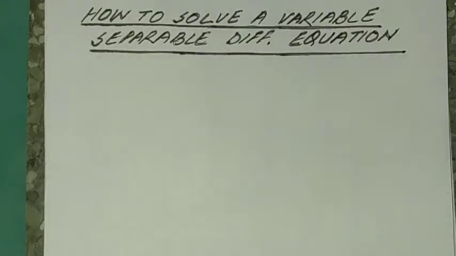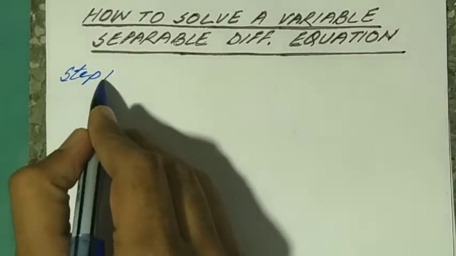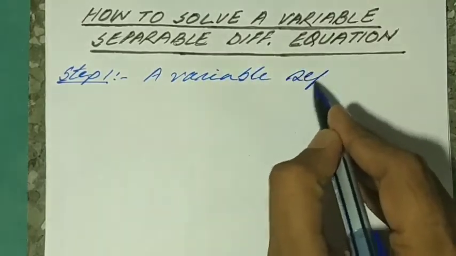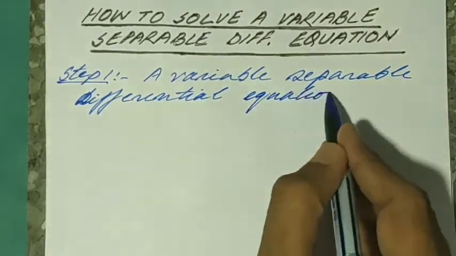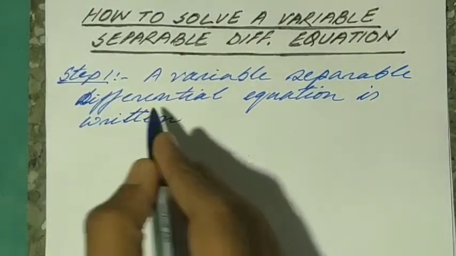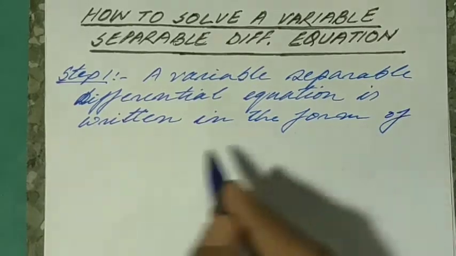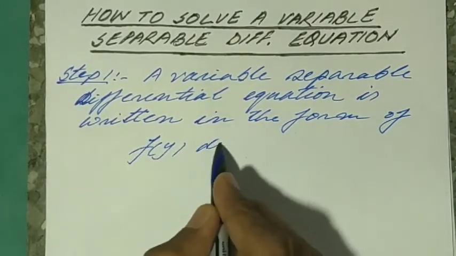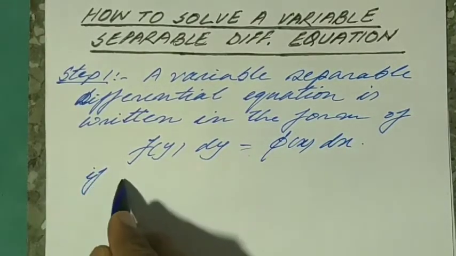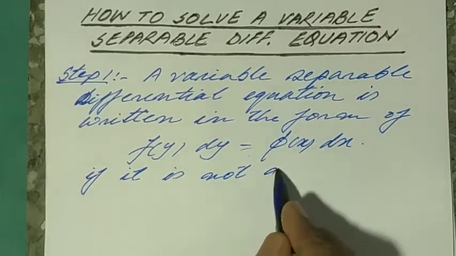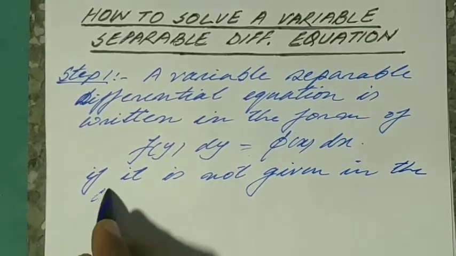Now let's talk about how to solve a variable separable differential equation. Step 1. A variable separable differential equation is written in the form of f(y) dy is equal to phi(x) dx if it is not given in the above form.